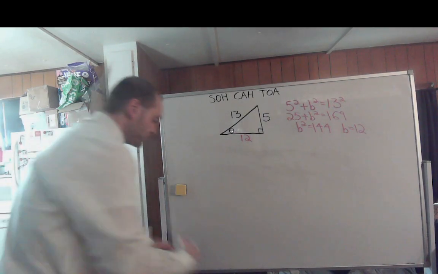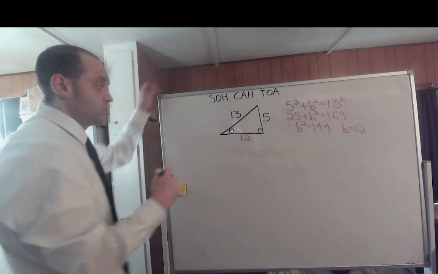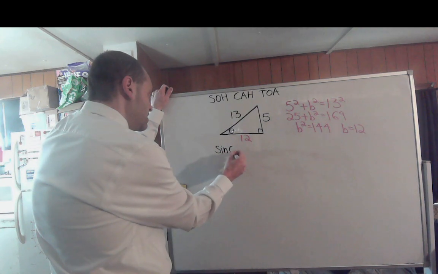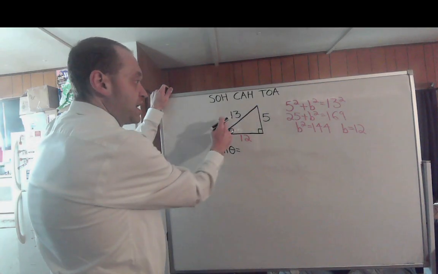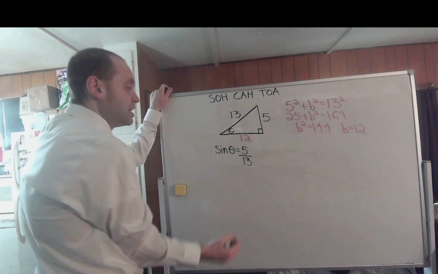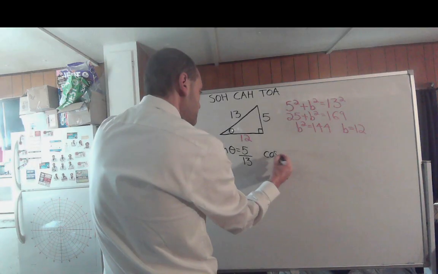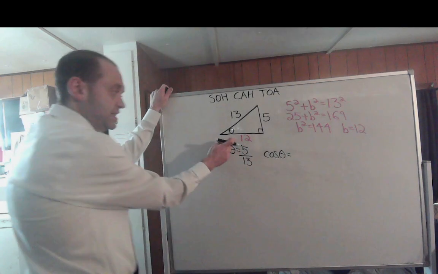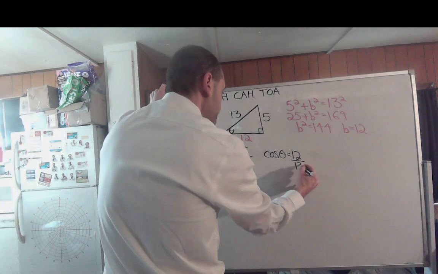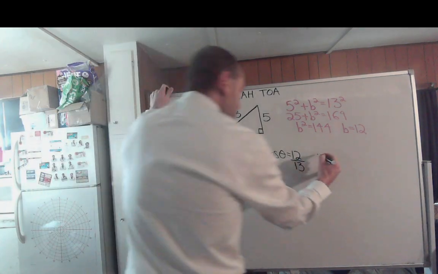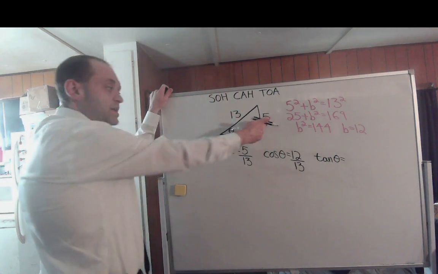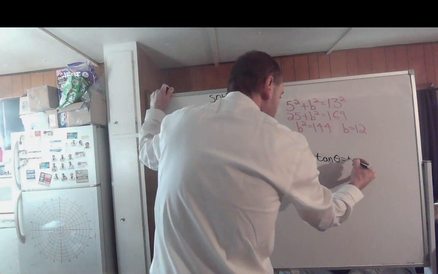Alright, now let's proceed to finding the 6 trig functions. So the sine of theta, so that's the opposite over the hypotenuse, so you would get 5 over 13. The cosine of theta, that's the adjacent leg over the hypotenuse, so you would get 12 over 13. Then you want to find the tangent of theta next. That's the opposite over the adjacent leg, so that would be 5/12.